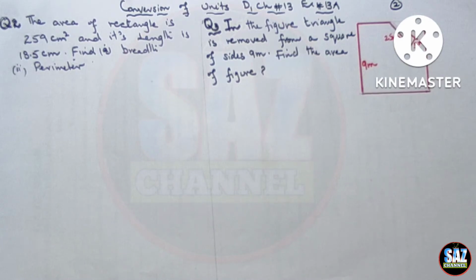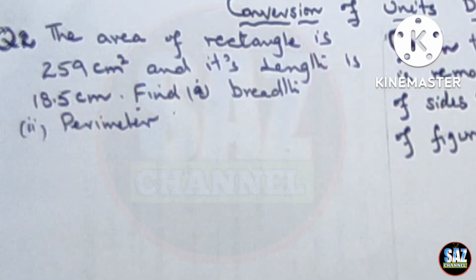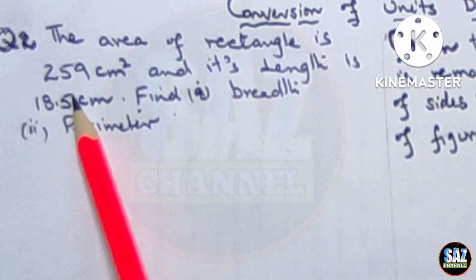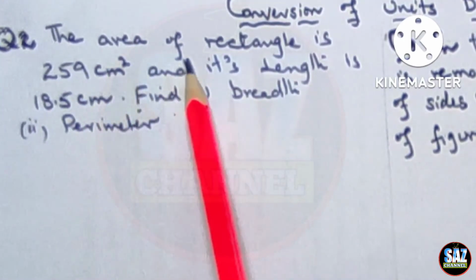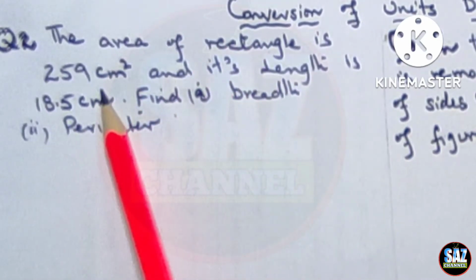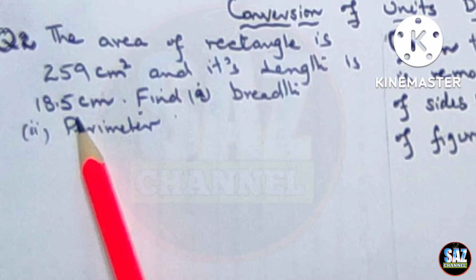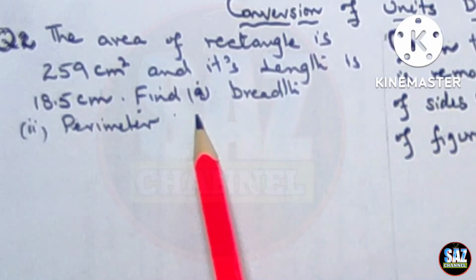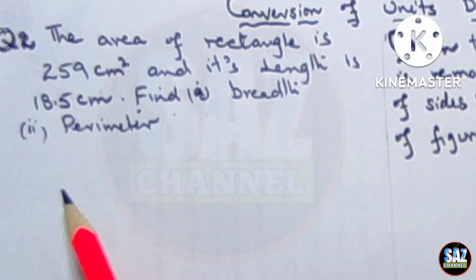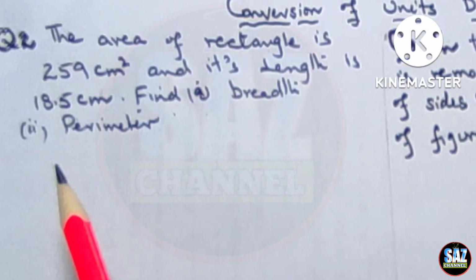The first important thing is to read and understand and underline important terms of the question. The question says that the area of a rectangle is 259 centimeters squared and its length is 18.5 centimeters. Find its breadth and its perimeter. So let's try to understand the question.